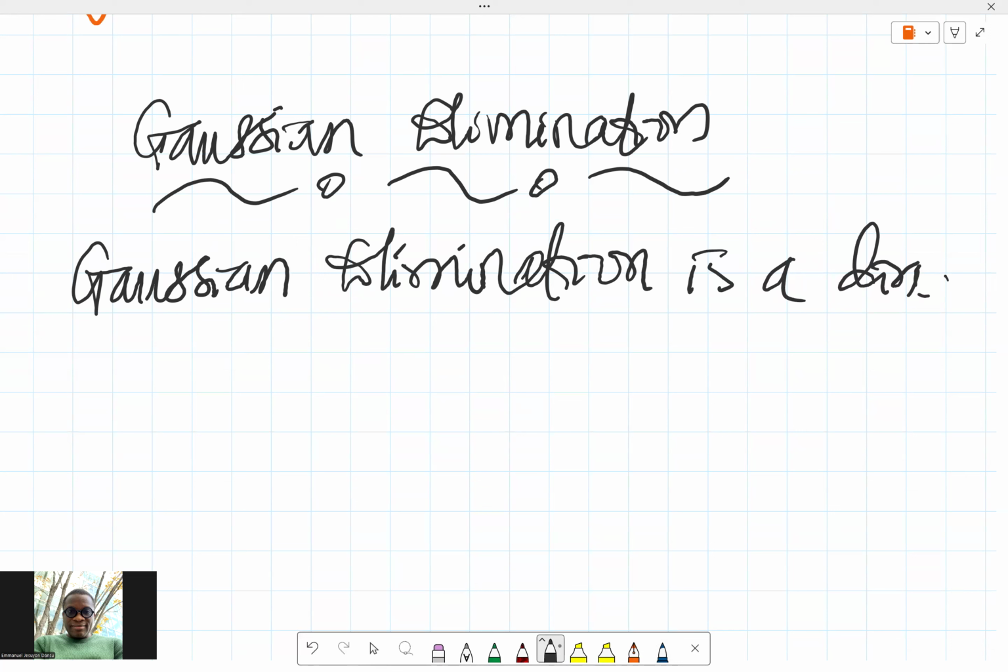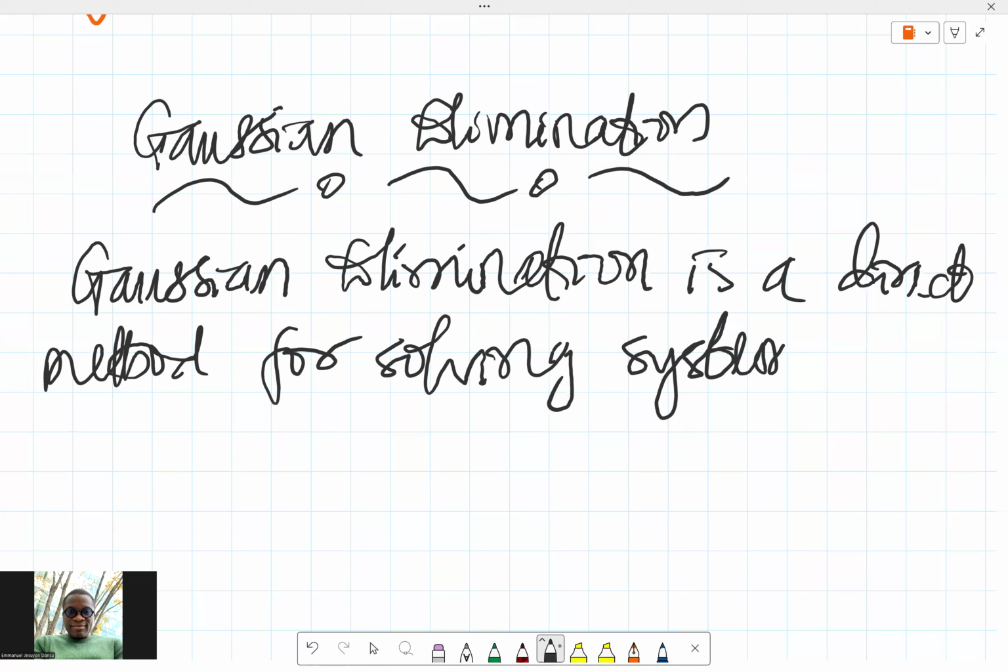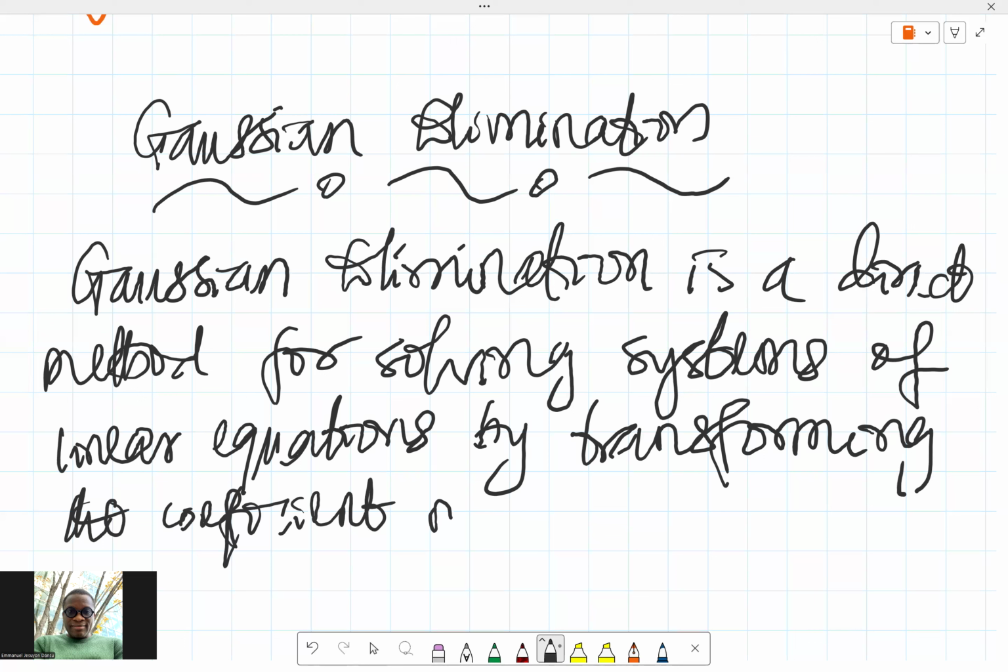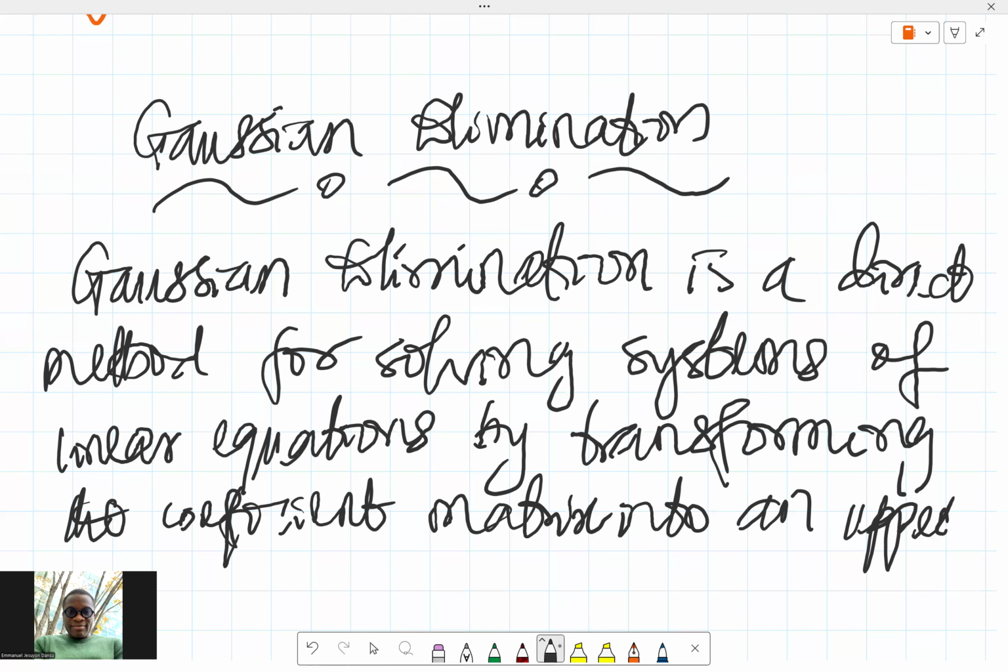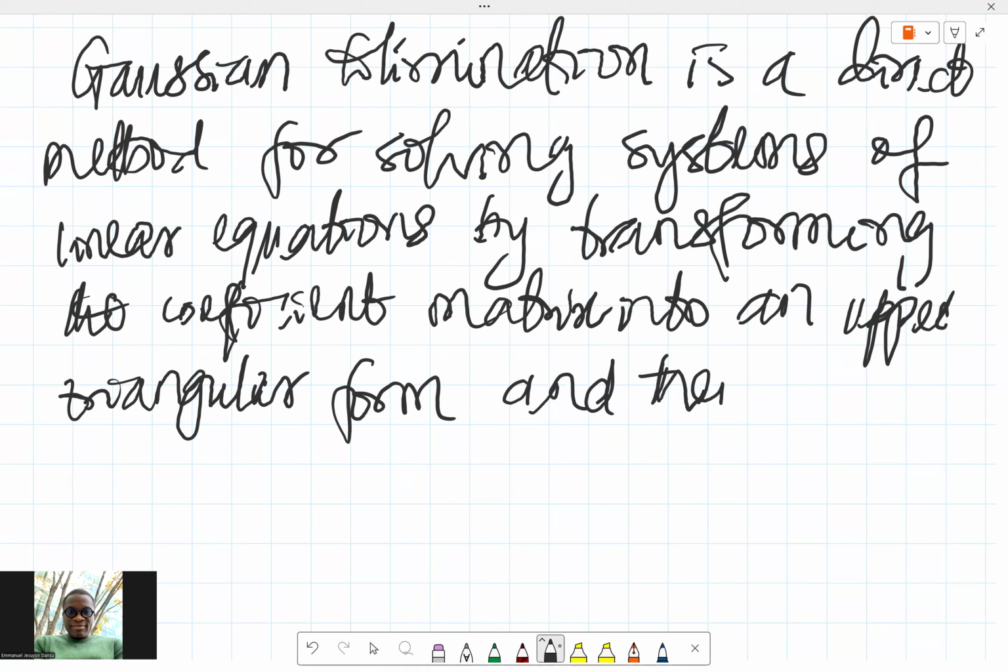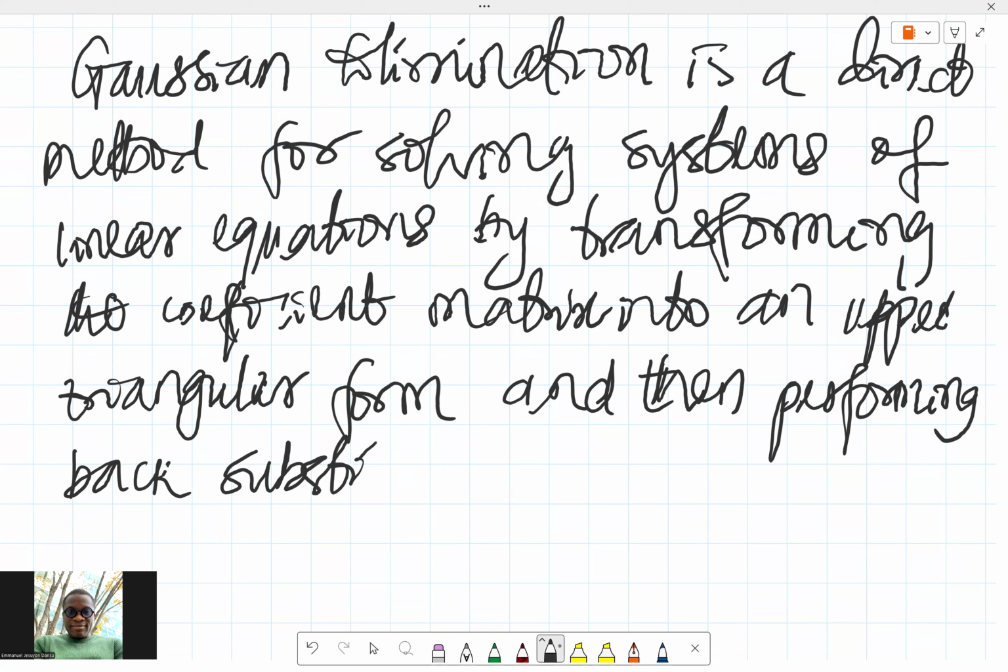Gaussian elimination is a direct method for solving systems of linear equations by transforming the coefficient matrix into an upper triangular form, and then performing back substitution to find the solution.